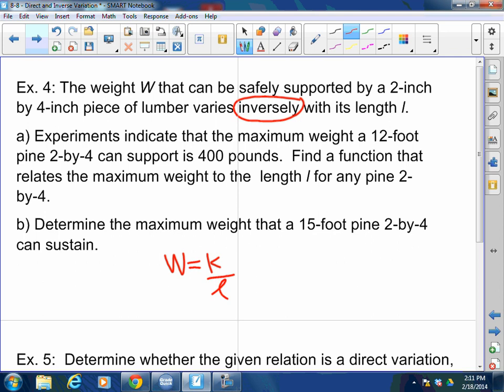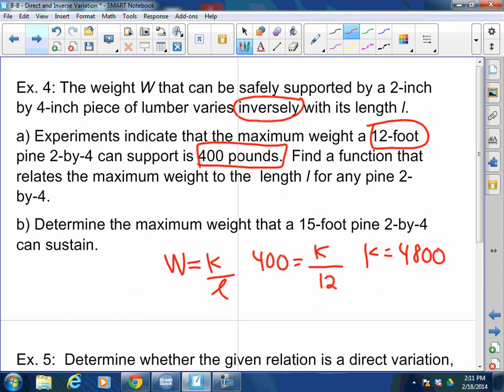Now it says, experiments indicate the maximum weight a 12-foot pine 2x4 can support is 400 pounds. Find a function that relates the maximum weight to the length L for any 2x4 pine. Guys, plug in what they gave you. Didn't they give you the weight of 400? Didn't they give you the length of 12 feet? So that's my K. So what is K in this case? Well, I multiply by 12. 4,800. So what is my function? W equals 4,800 divided by L.